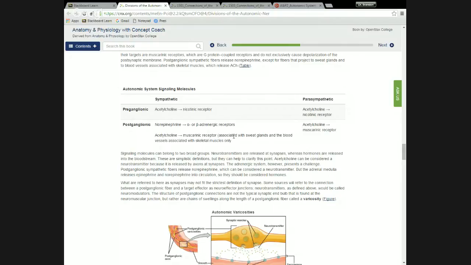Now, norepinephrine has its own receptors. Okay? Acetylcholine binds to acetylcholine receptors, so norepinephrine is going to bind to norepinephrine receptors.